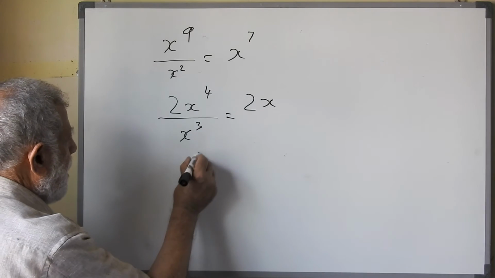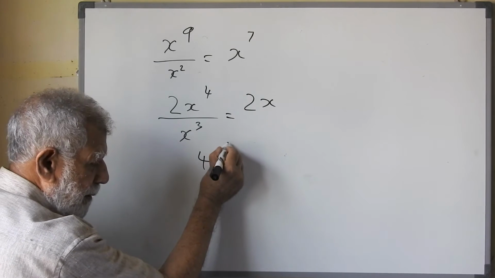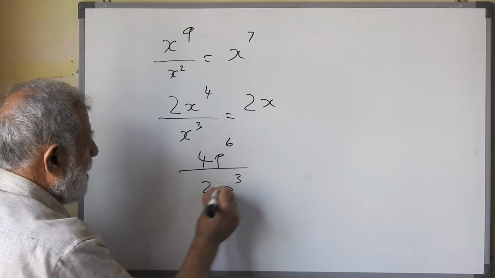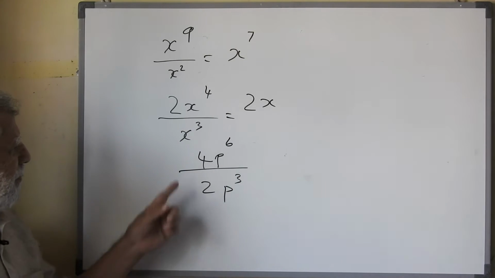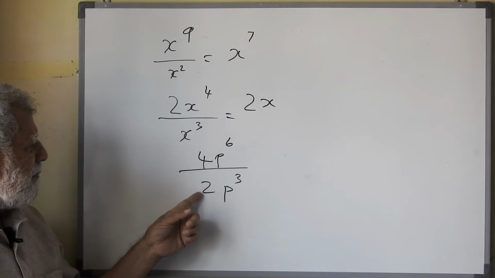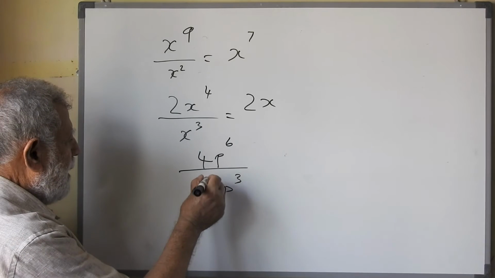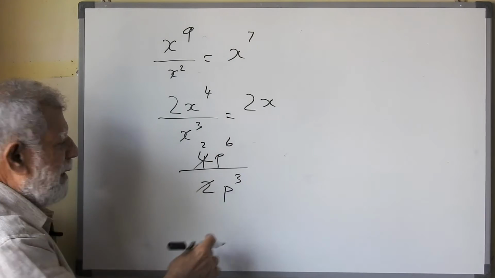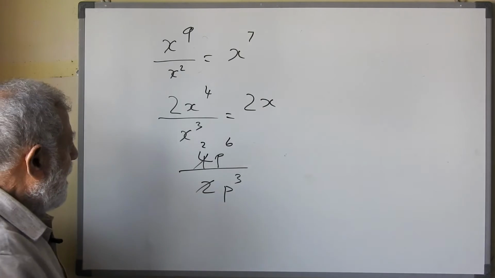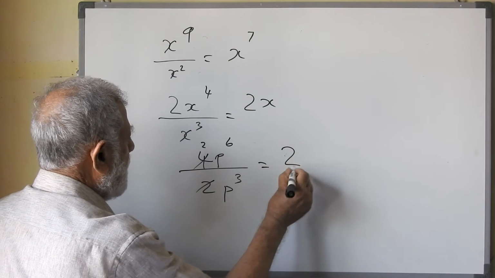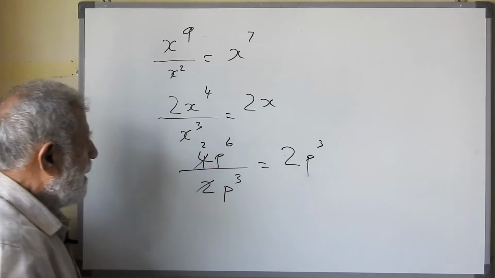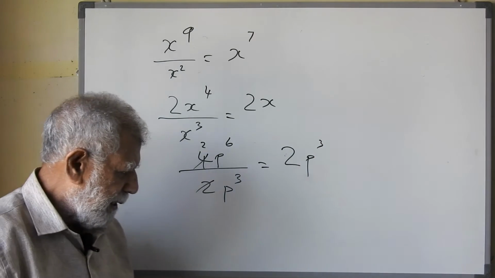Look at this one. 4p to the power of 6 upon 2p to the power of 3. Here we have 4 and 2. We can cancel this 4 and 2: 2 times 2 on top and 2 times 1 below. And when you simplify p to the power of 6 and p to the power of 3, we get the answer 2p to the power of 3, 6 take away 3. We will take another example.